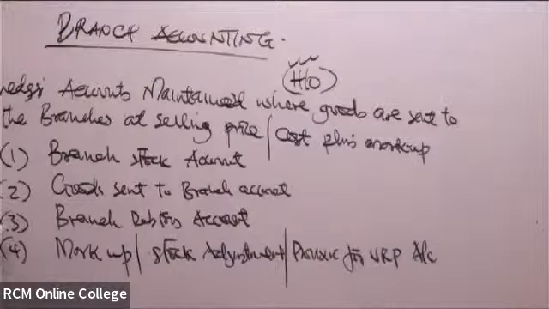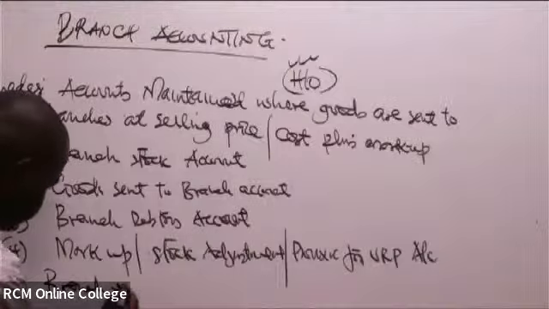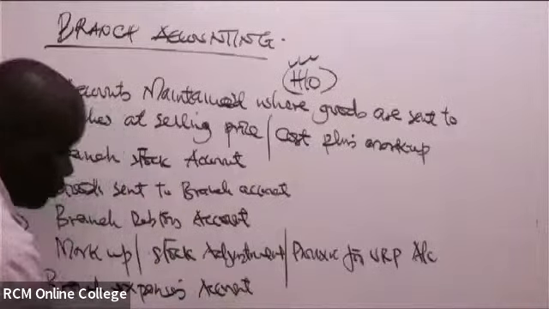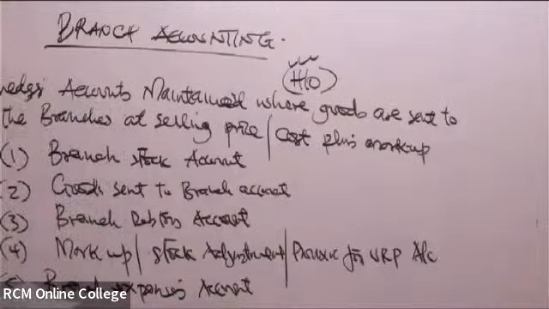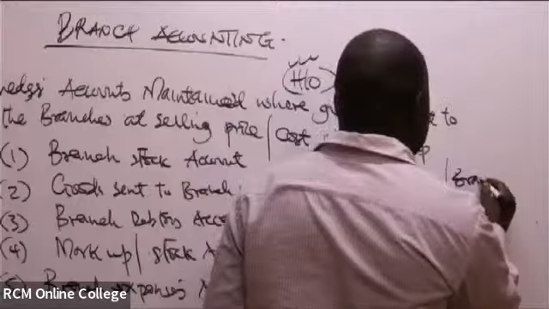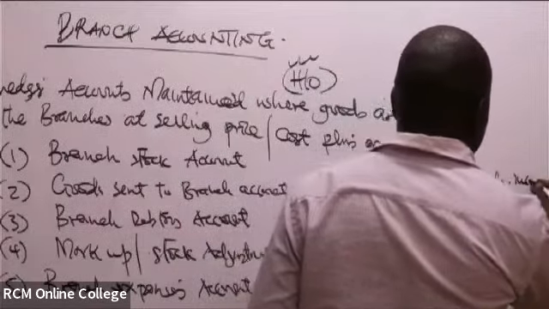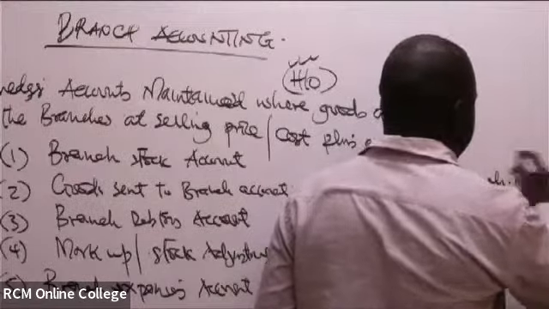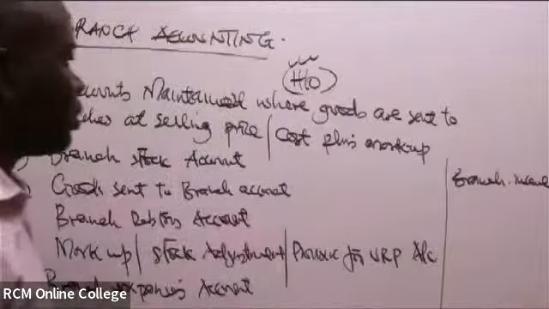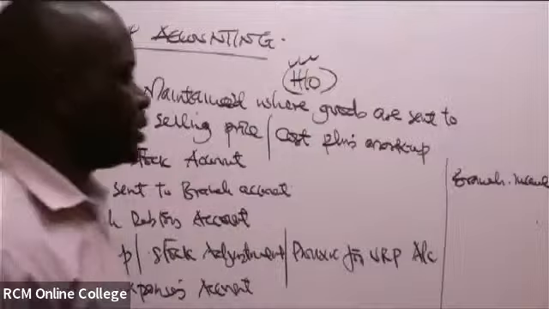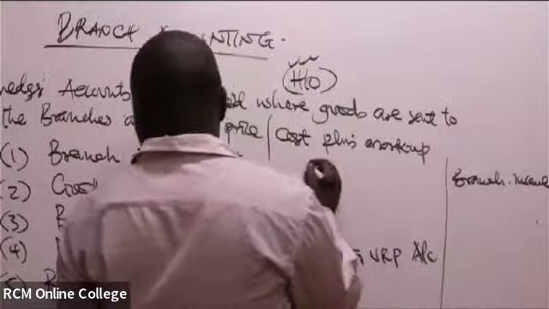Then number five, we have the branch expenses account. Then we can also maintain each and every branch income statement. They prepare an income statement for each and every branch. So for all the 61 branches for QuickMart, they can come up with income statements for all these branches. So the branch income statement is number six.